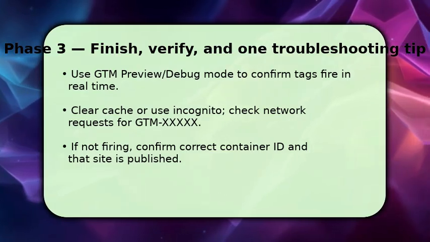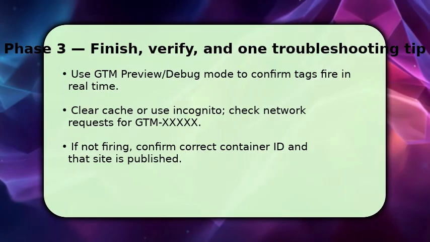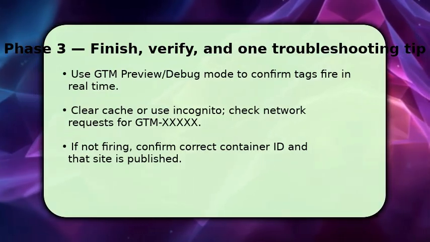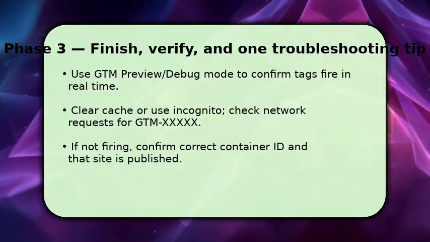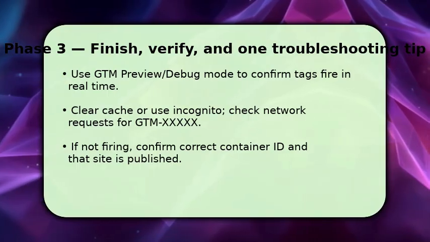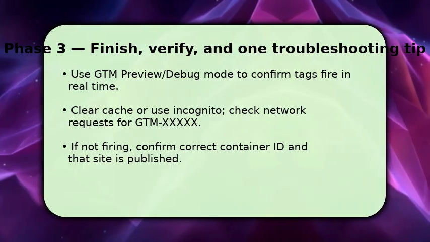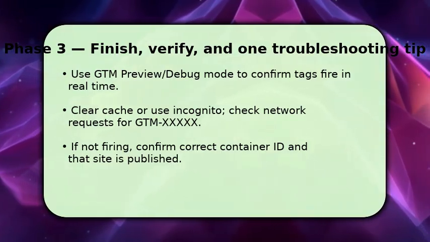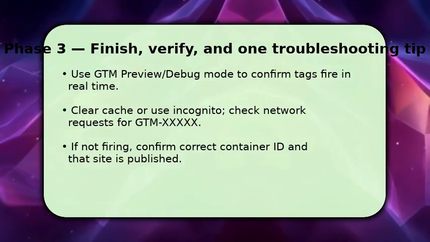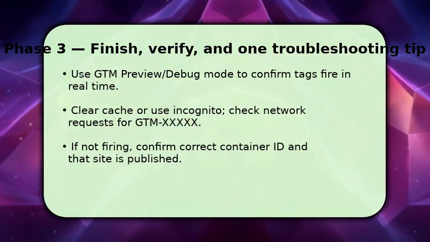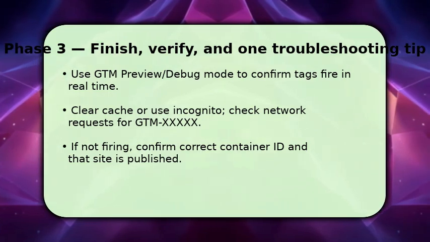If you don't see activity, clear cache or test in an incognito window and inspect network calls for your GTMXXXXX identifier. Make sure the correct container ID is pasted and the site was published after edits. If problems persist, recopy the ID from GTM and republish. That usually resolves mismatches.